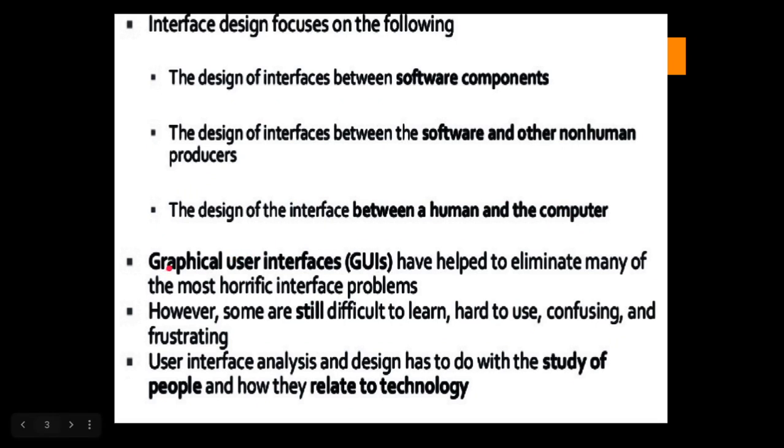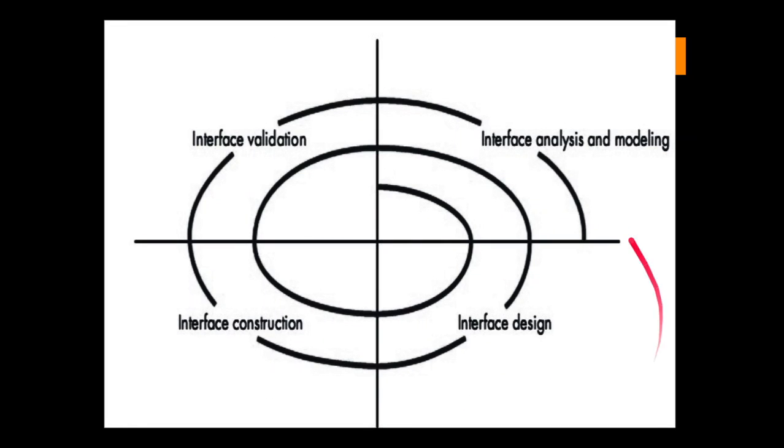Now let us see what a graphical user interface is. Graphical user interfaces, shortly called GUIs, have helped to eliminate many of the most horrific interface problems, because these GUIs are user-friendly interfaces that help the user to communicate better with the systems. However, some are still difficult to learn, hard to use, confusing, and frustrating. User interface analysis and design has to do with the study of people and how they relate to technology, because even though GUIs are there to interact between the system and the user, sometimes the user may not be familiar with the environment, or may not be able to cope with the technology. So now we have to focus on these designs.